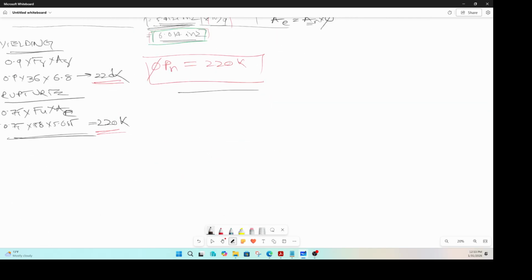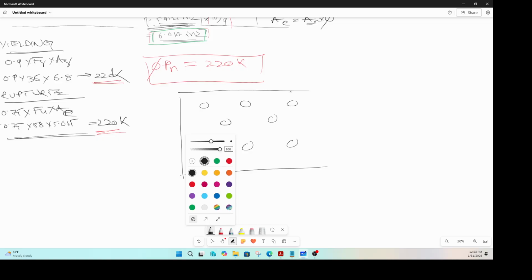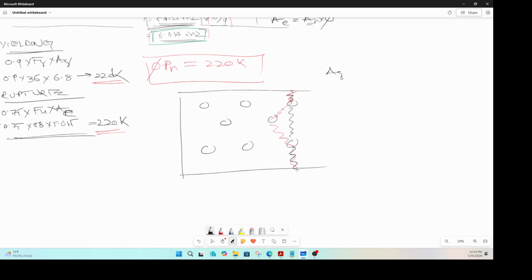One more time, if you have a plate like that and you have zigzag bolts like this, to find the net area, you will have to figure out how many different failure paths there are. This might be one failure path, and this might be another failure path. For the black failure path here, you take the gross area minus 2 times the diameter of the hole times the thickness of the plate, and that is your A net.